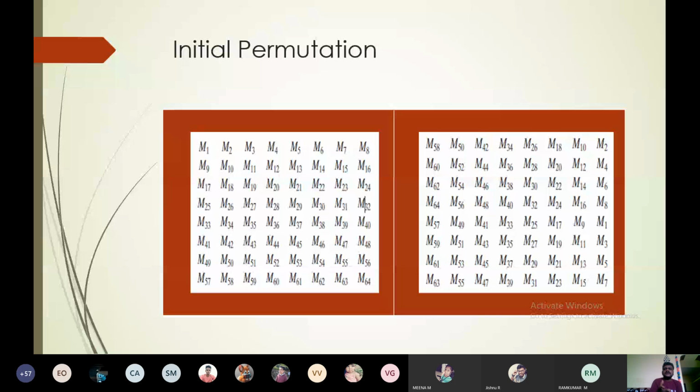Okay. This is one of the examples of that rearrangement. This is not a fixed one, so M1 can be in any of the places. This is for your understanding I've given. M1 will be in any place in, say, the 8 cross 8 matrix. This is the purpose of the initial permutation.